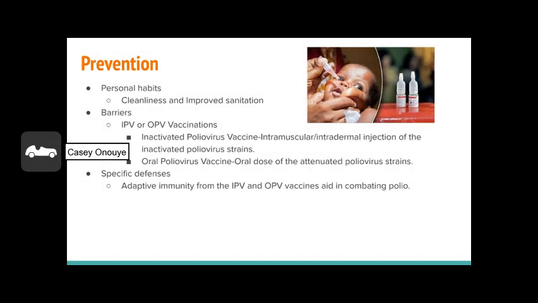There are several different ways of preventing the poliovirus. The first is personal habits, cleanliness and improved sanitation. So making sure to wash your hands, performing proper hand hygiene, and improving sanitation, such as making sure you wipe down countertops and that everything is clean. The second would be barriers. This includes IPV or OPV vaccinations. And the third is specific defenses, for example, adaptive immunity from the IPV and OPV vaccines, which aid in combating polio.